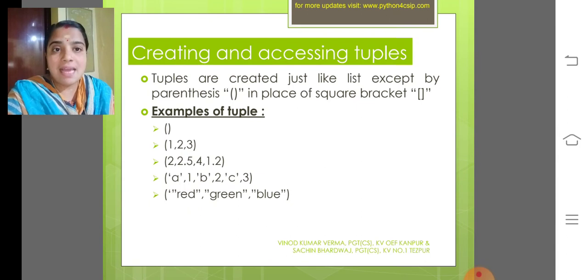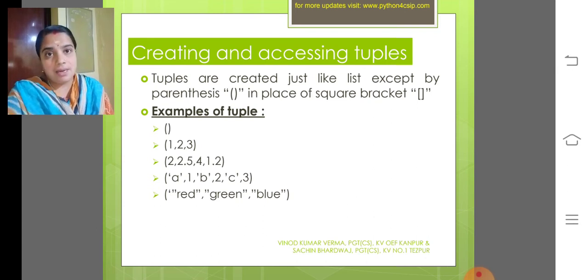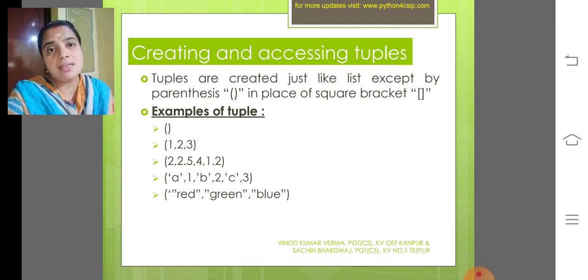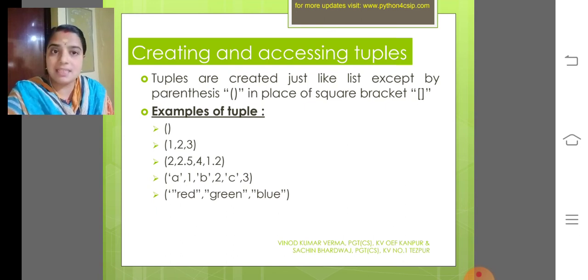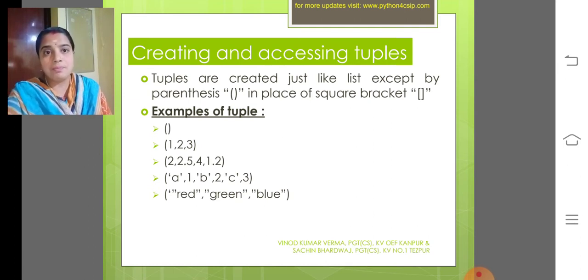My dear children, these are examples for creating and accessing tuples. As we all know, how to recognize a tuple: some values enclosed in parentheses are considered to be a tuple. If no brackets are given, but the elements are separated with commas, by default that is considered to be a tuple only. Tuples are created just like lists, except with parentheses in place of square brackets.